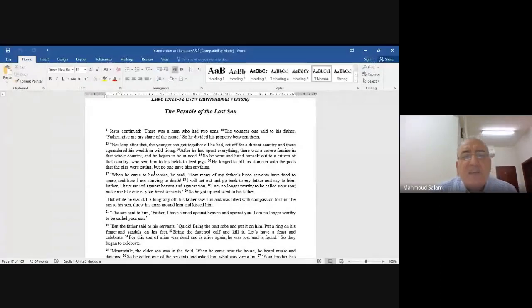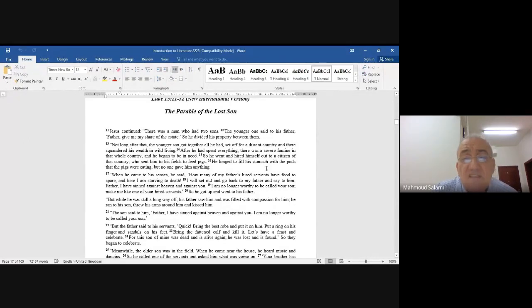And the story here is very nice. Notice he said, there was a man who had two sons. The younger one said to his father, "Father, give me my share of the estate." So he divided his property between them. Not long after that, the younger son got together all he had, set off for a distant country, and there squandered his wealth in wild living. After he had spent everything, there was a severe famine in the whole country, and he began to be in need. So he went and hired himself out to a citizen of that country, who sent him to his fields to feed pigs.